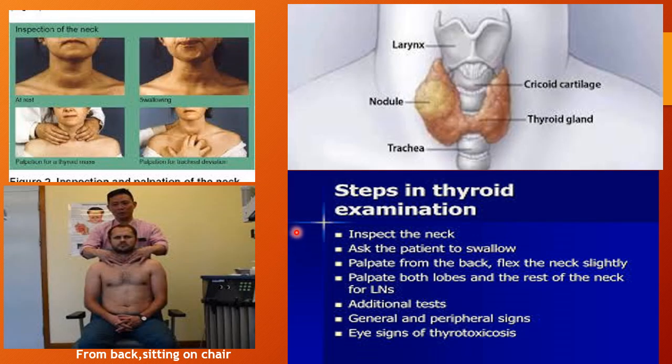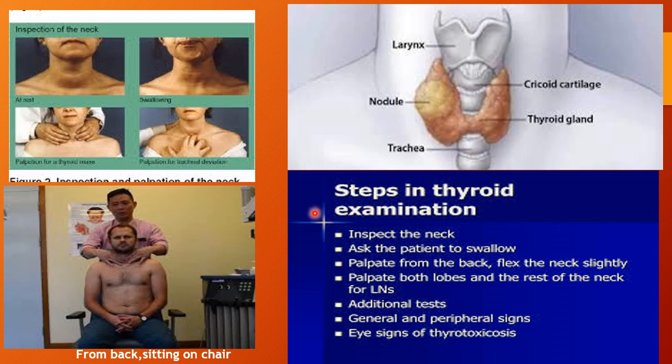Okay, this slide summarizes what I've been telling all this while. Inspection of the neck from the front, the various aspects of the examination. This one, examination from the back, and this is looking for the palpation for tracheal deviation, which is done from the back. Okay, here it shows the patient sitting on a chair with the examiner standing at the back. So when you examine, these are the structures you have to look for. You've got your larynx here, thyroid, right lobe, left lobe. There's a nodule in the thyroid here, and this is the trachea.